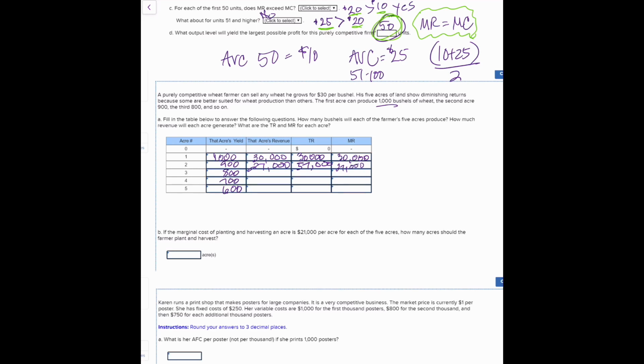The third one we can do the same way, 800 acres at $30 per bushel, $24,000. Total revenue then is the total, $81,000. And the marginal is that $24,000. It's a little messy here, but hopefully you're following the numbers okay. I'll try to clean it up a little bit.